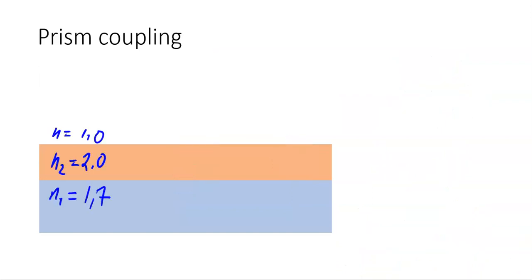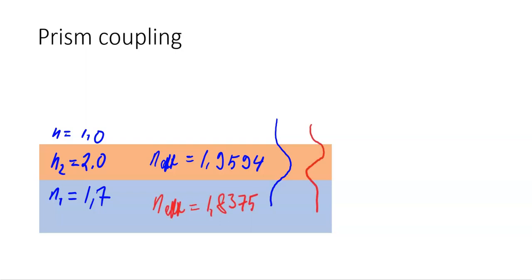Let's take an example. Our waveguide has a refractive index of 2.0. The claddings have refractive indices of 1.7 and 1.0. For this waveguide, we have calculated the effective indices of 1.9594 for the fundamental TE mode and 1.8375 for the second order mode.